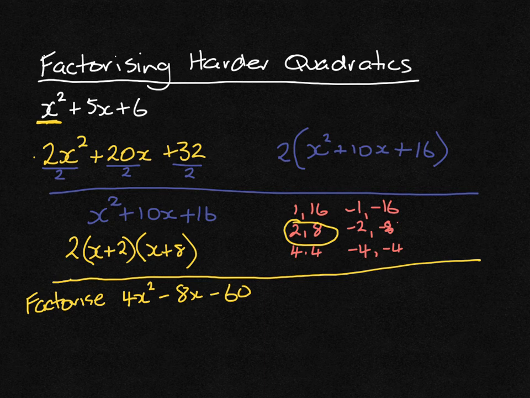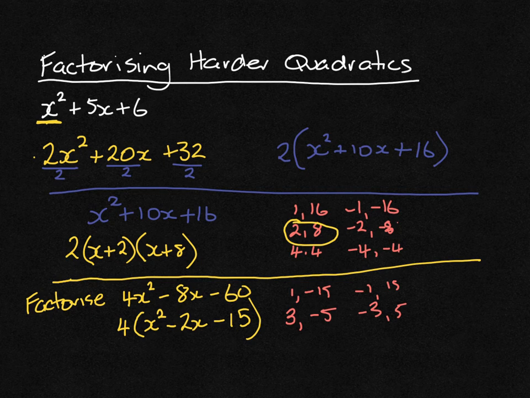So if we divide through by 4, we're going to end up with 4, and then brackets, x squared minus 2x minus 15. And so now we're going to factorize the x squared minus 2x minus 15. So if we put our factor pairs of 15 out here, and it's minus 15, so we're going to have 1 and -15. And of course, we'll also have -1 and 15. And then the other factor pairs of 15 are 3 and -5 and -3 and 5.